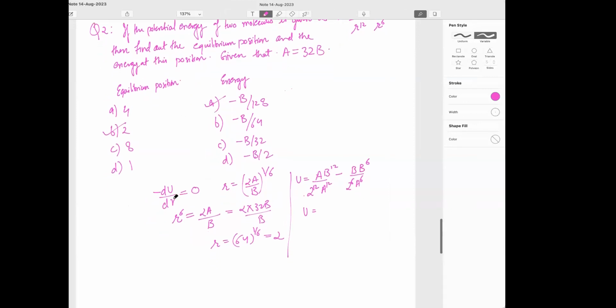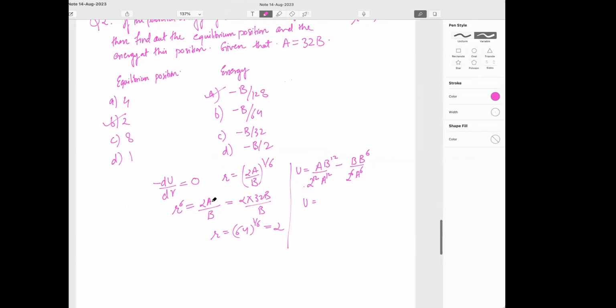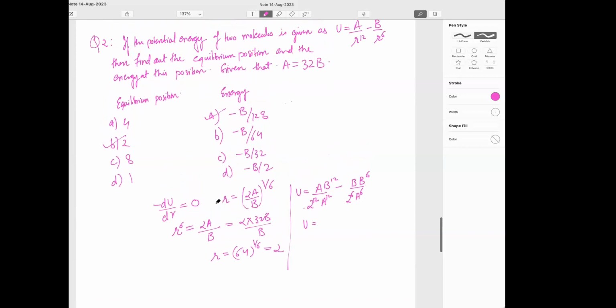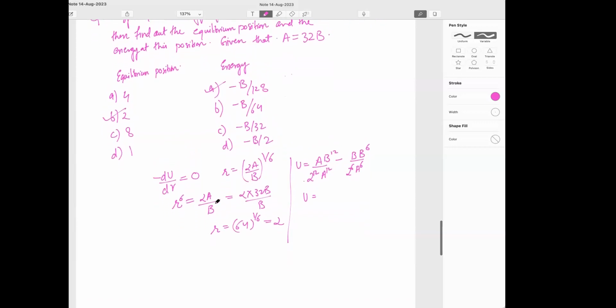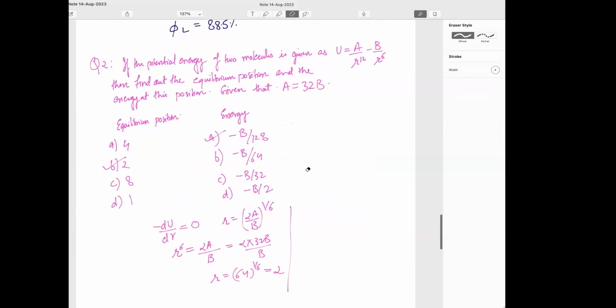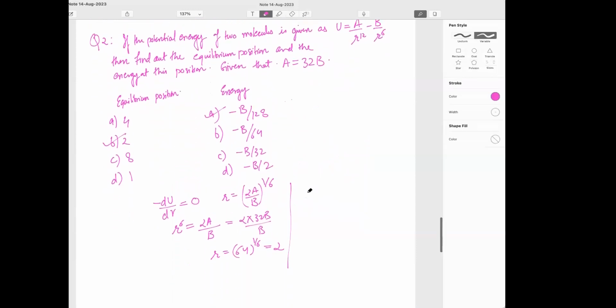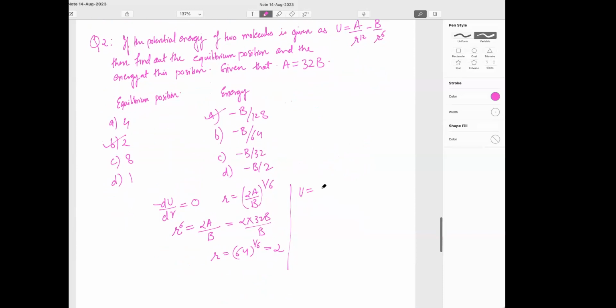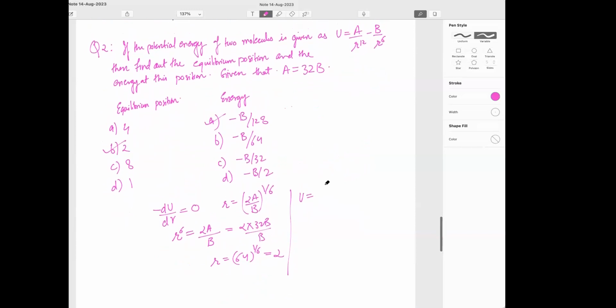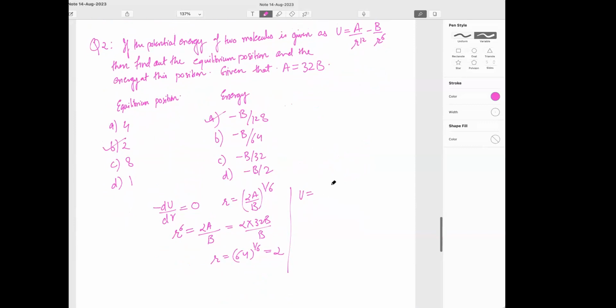So while putting this to be 0, 2A by B, R to the power 6 is equal to 2A by B. Now we need to find out the energy. The value of A is given in terms of B, so B will cancel, one B will remain, the square and a single B term will cancel out, so minus B by 128. A becomes 32B.